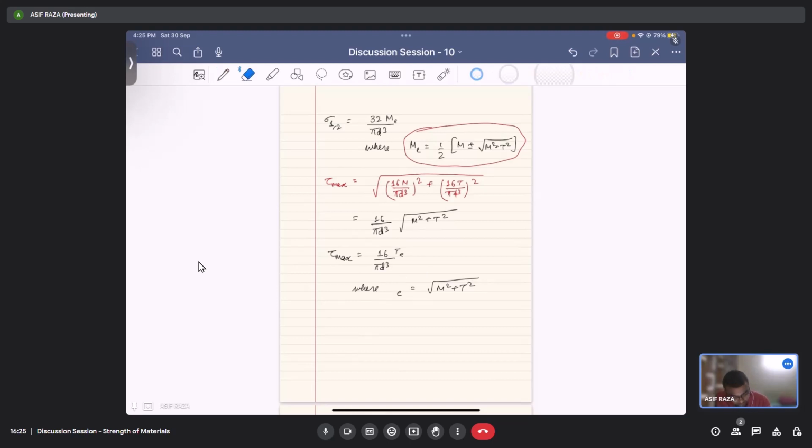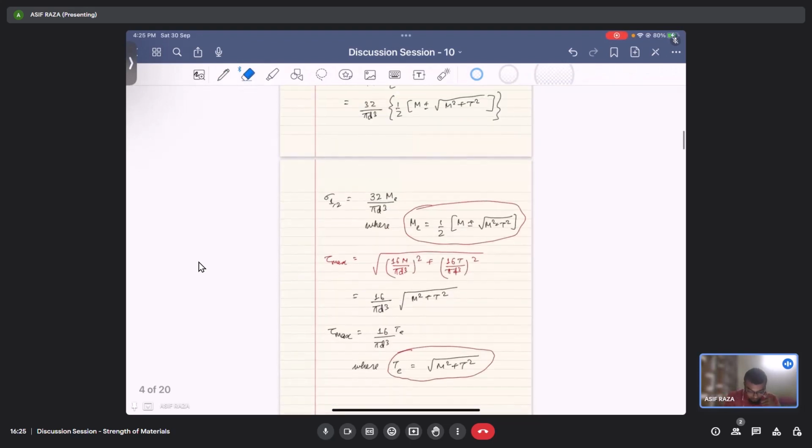So this is kind of the maximum shear stress produced due to the twisting, like the combined effect of bending moment and twisting moment in this system. It would be the same if we apply only the twisting moment with a value equal to this. Okay, so these two things need to be kept in mind: the equivalent bending moment and equivalent torque.